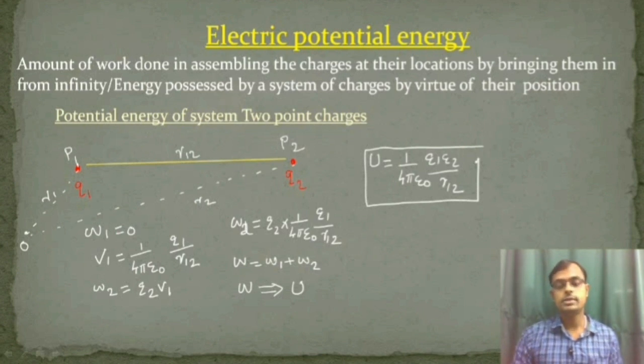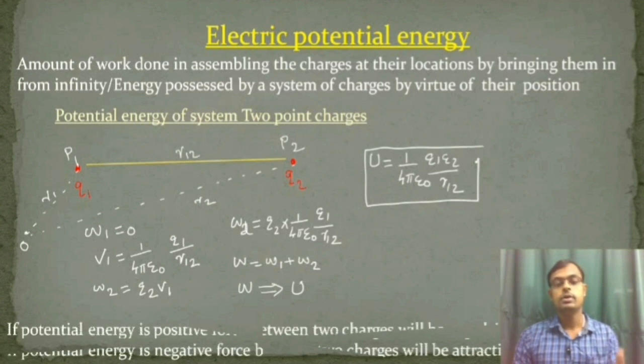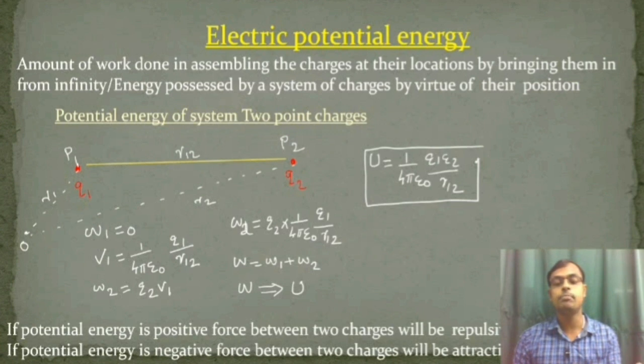So this is the potential energy of a system of 2-point charges. As a note, what will happen if the potential energy is positive? If the potential energy is positive, the force between the two charges will be repulsive. If the potential energy is negative, what is its meaning here? The force between the two charges will be attractive.